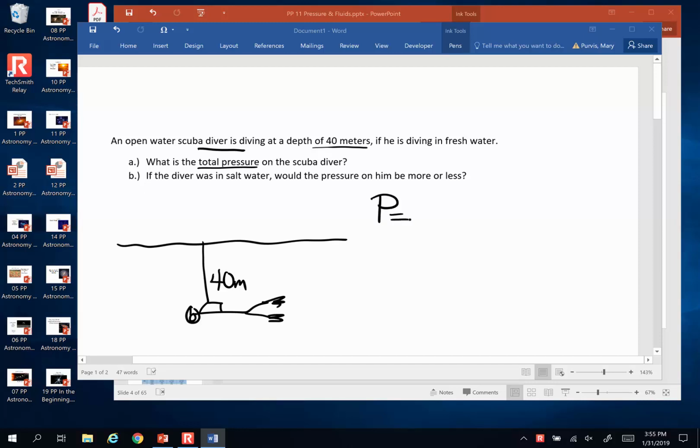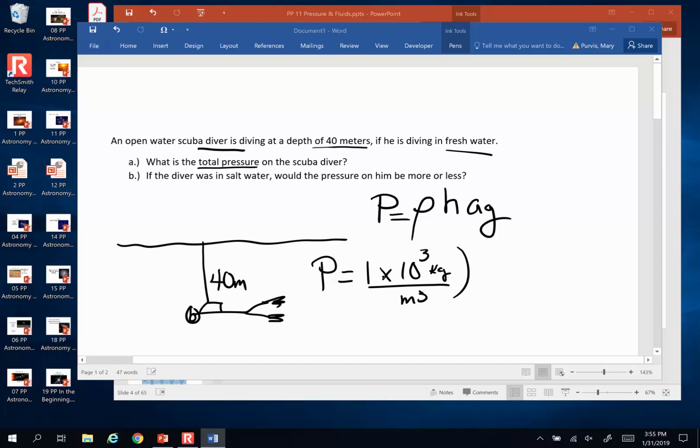So we're going to use the equation for determining the pressure depending upon the depth in the column of fluid. So that is going to be the density times the height times the acceleration of gravity. So the pressure on our diver is going to be the density of water. So we're going to start with fresh water. Fresh water has a density of 1 times 10 to the third kilograms per cubic meter. Our diver is 40 meters down, and the acceleration of gravity is 9.8 meters per second squared.